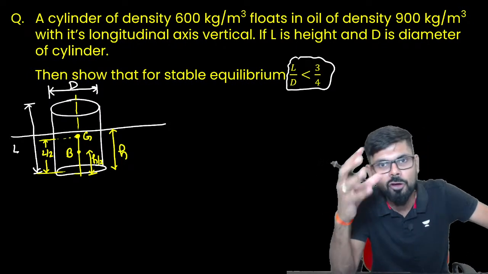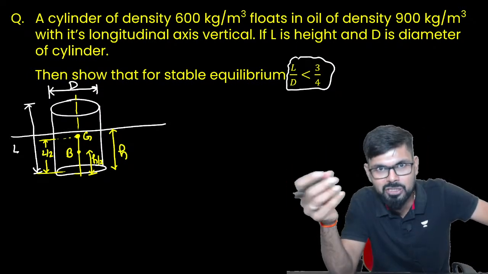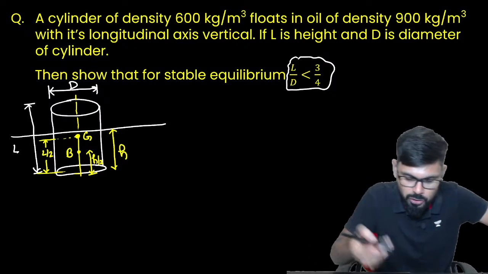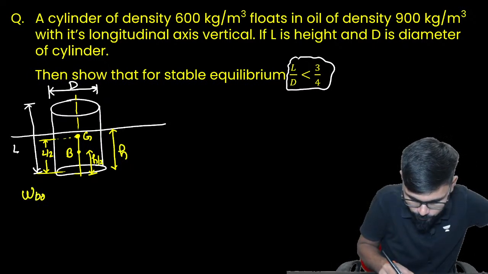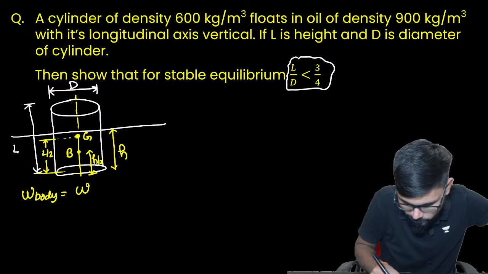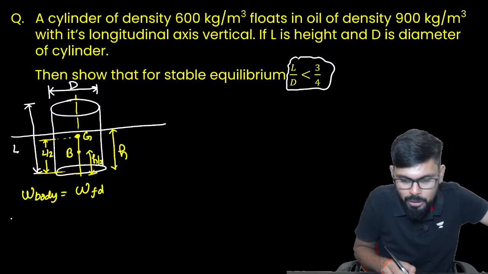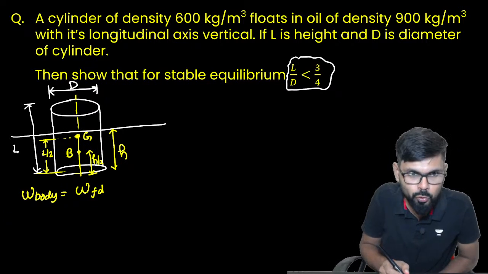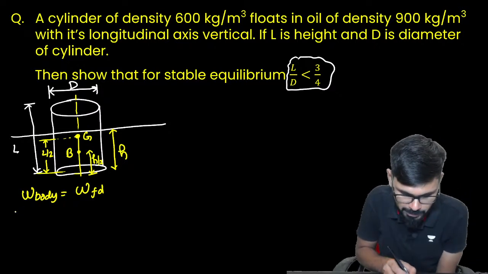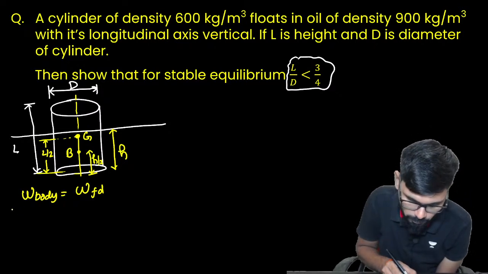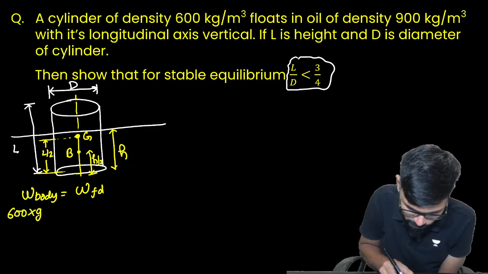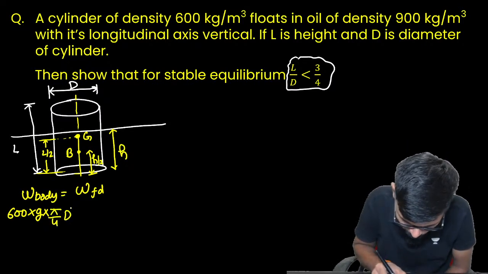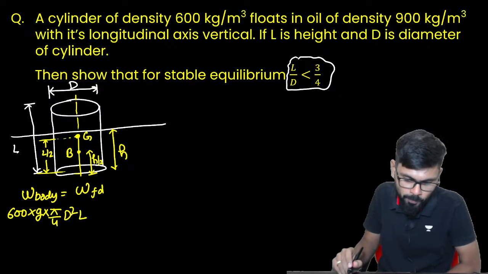For that, for a floating body, the principle of flotation: the weight of the body is equal to the weight of the fluid displaced. What is the weight of the body? Rho g into volume. Rho of the body is 600, into g, into the volume of the body. What is the volume of the body? Pi by 4 d square into L.